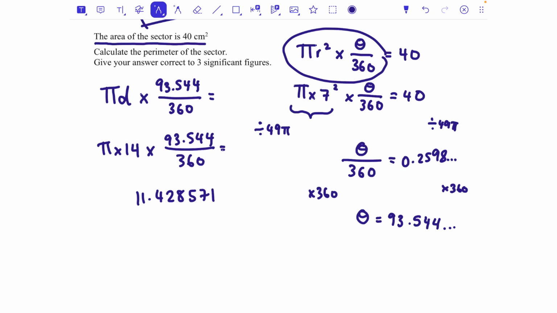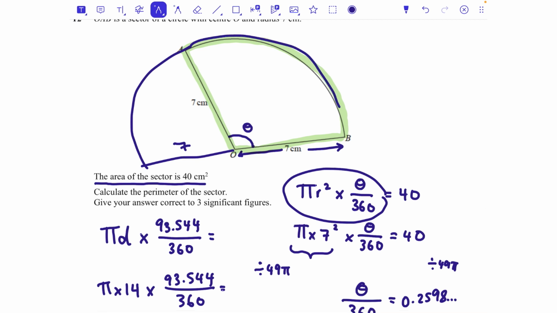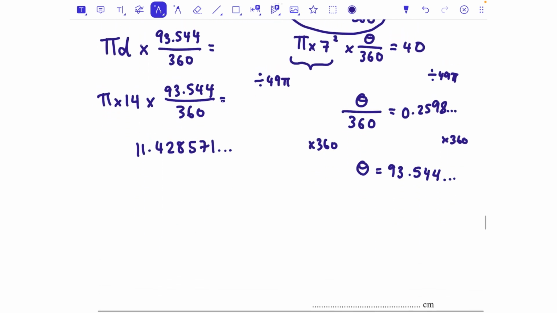But we're not quite there. We also need the perimeter, so we're going to need to add on the 7 and the 7. This bit is your 11.428571, but the perimeter is that add the 7, add the 7. So again, I'm not taking it out of my calculator. I'm going to do that answer, add 7, add 7.